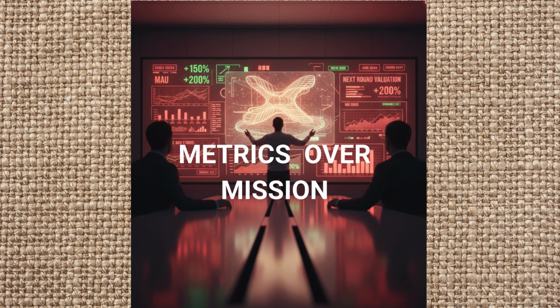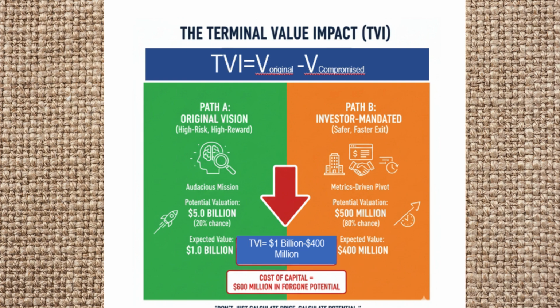We can quantify this using a concept called terminal value impact. Your initial vision, if executed perfectly, would lead to a certain terminal valuation. Let's call it V original. The funding forces you to pivot towards short-term metrics, resulting in a new compromised terminal valuation. I call it V compromised. So the terminal value impact is the difference between both of these values: V original minus V compromised.